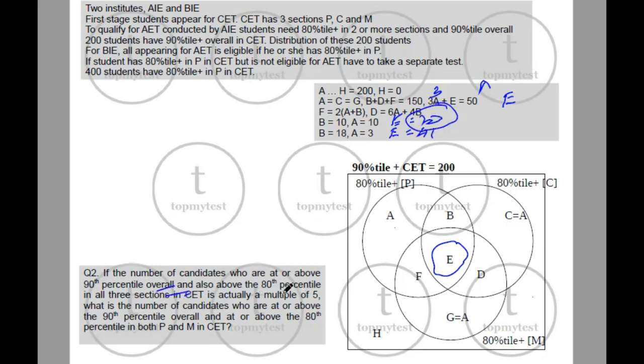Right? What is the number of candidates who are above 90 percentile overall and are at or above 80 percentile in both physics and maths and CET? Okay, at or above physics and maths and CET. So you're looking at E and F combined.